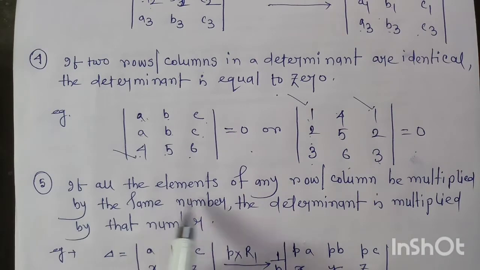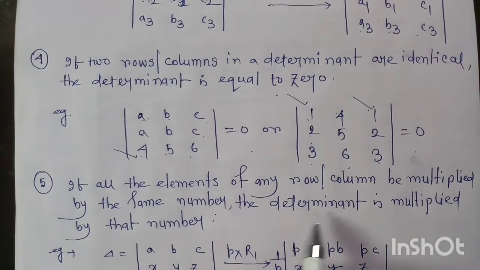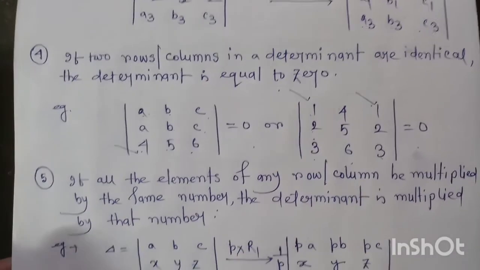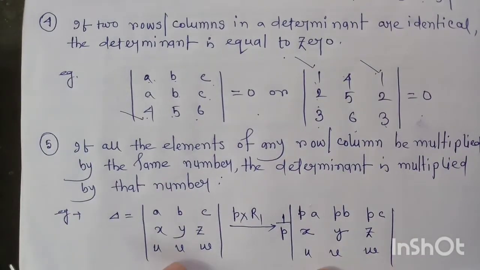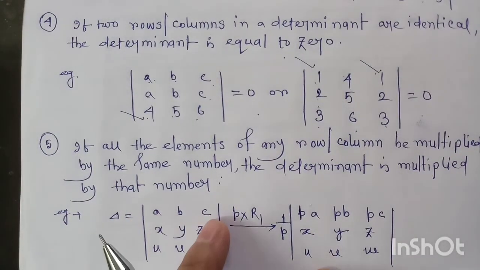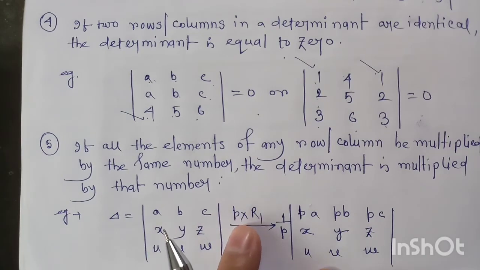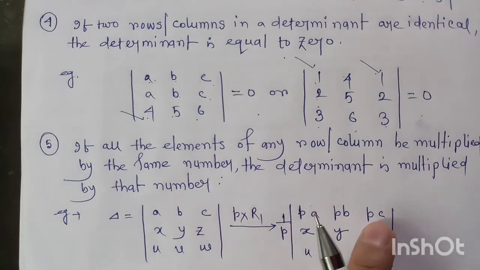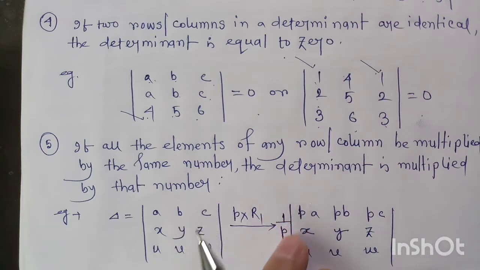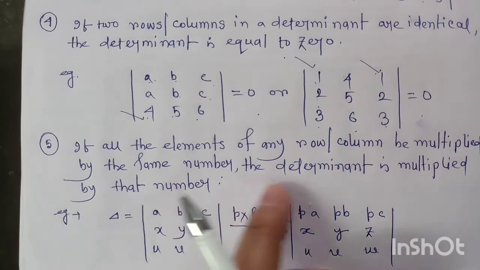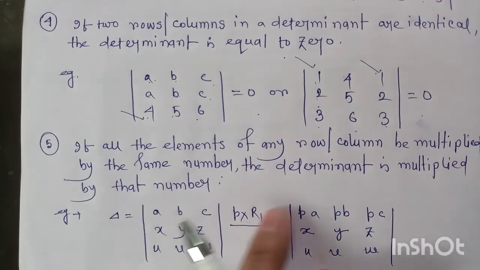Number 5, if all the elements of any row or column are multiplied by the same number, the determinant is multiplied by that number. This is a determinant. I want to multiply row 1 by a scalar p, suppose. So PA, PB, PC. So this 1 by P, we have to adjust it. So that is the meaning. The determinant is multiplied by that number.